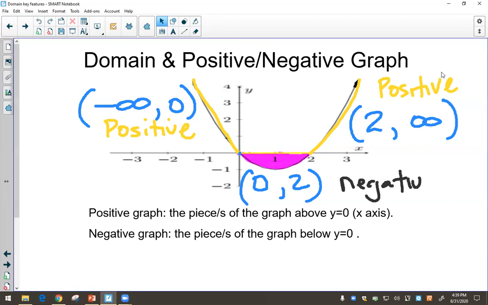Let me break it down a bit for you. You know that this is 0, and above 0 is positive, but below 0 is negative. So those are some key features of a graph that are related to the domain. Okay, take care.